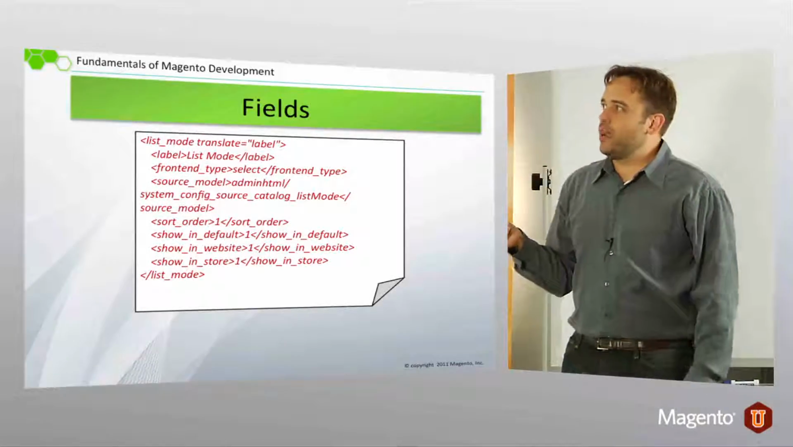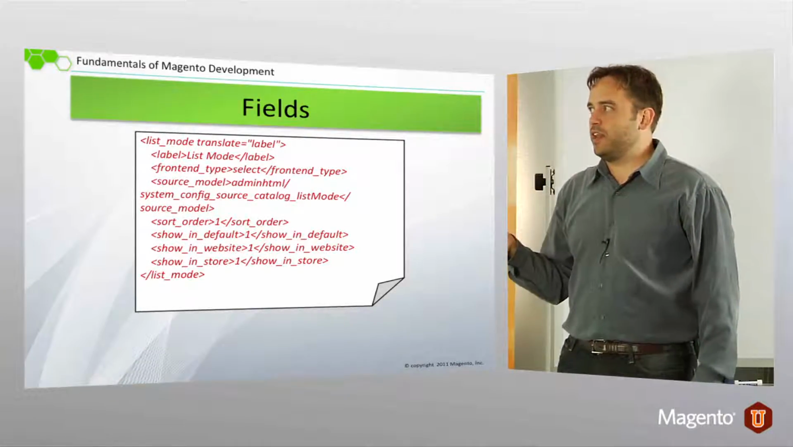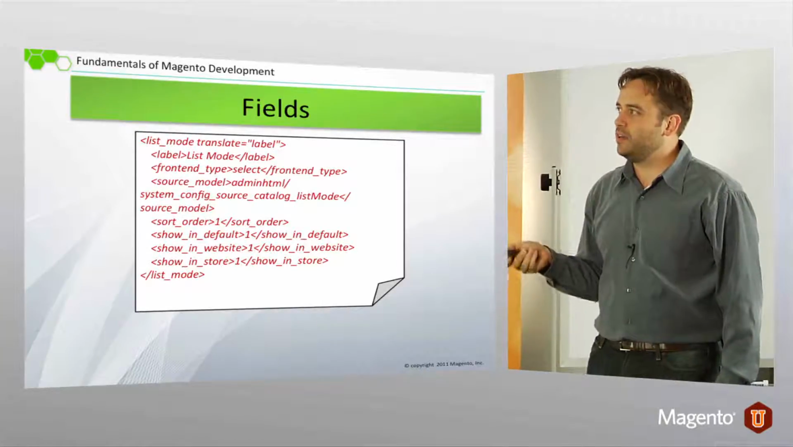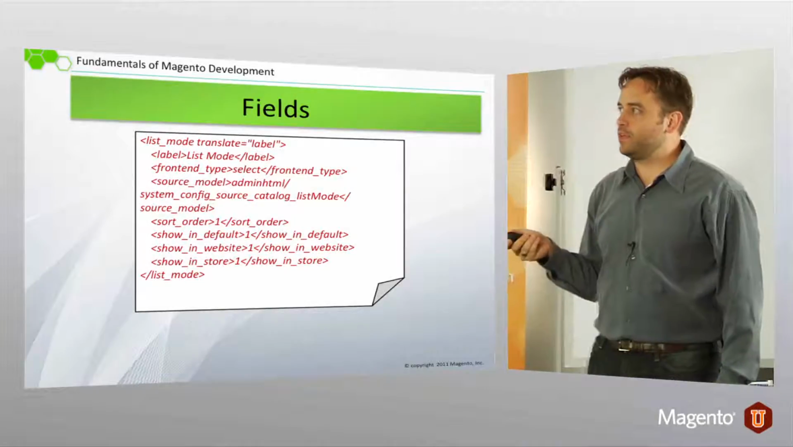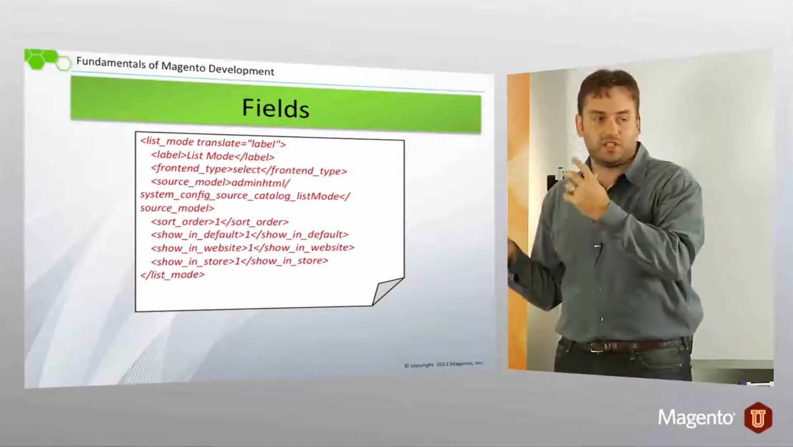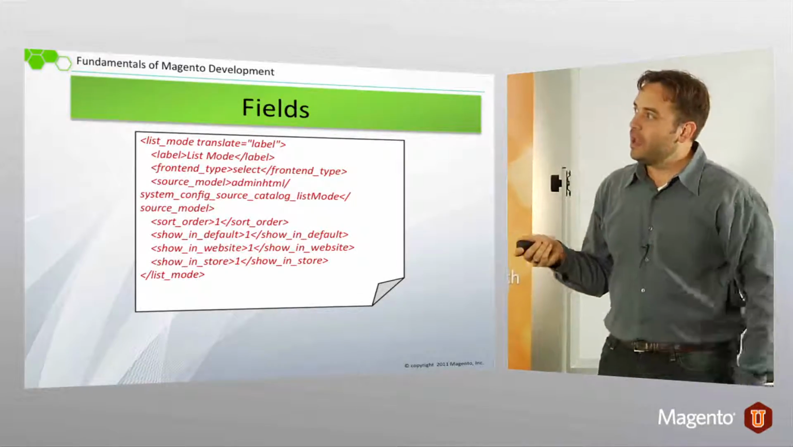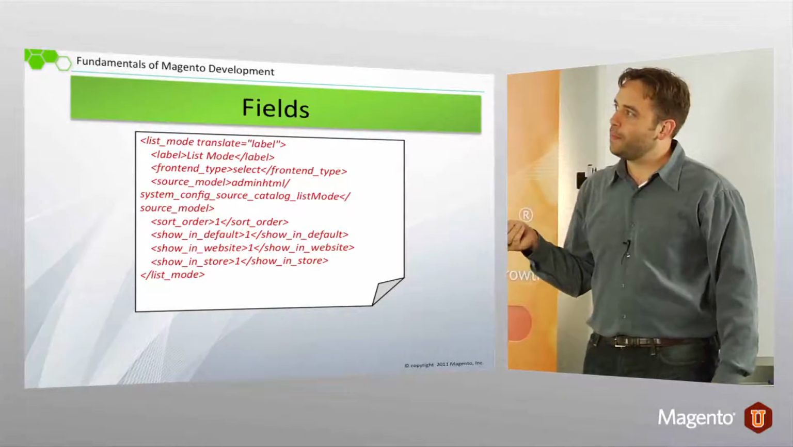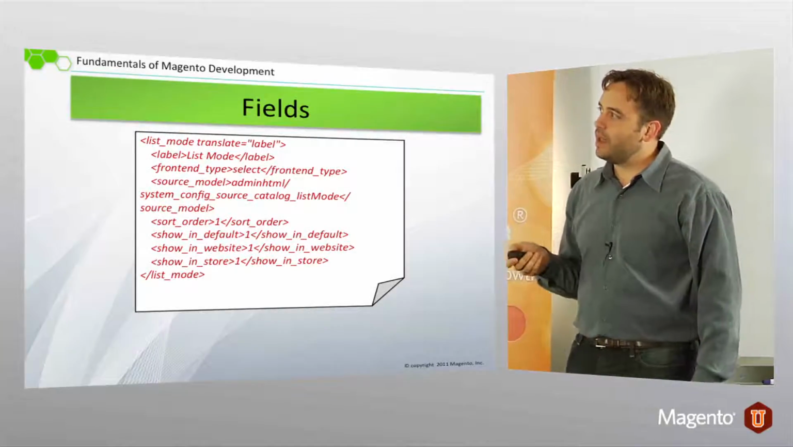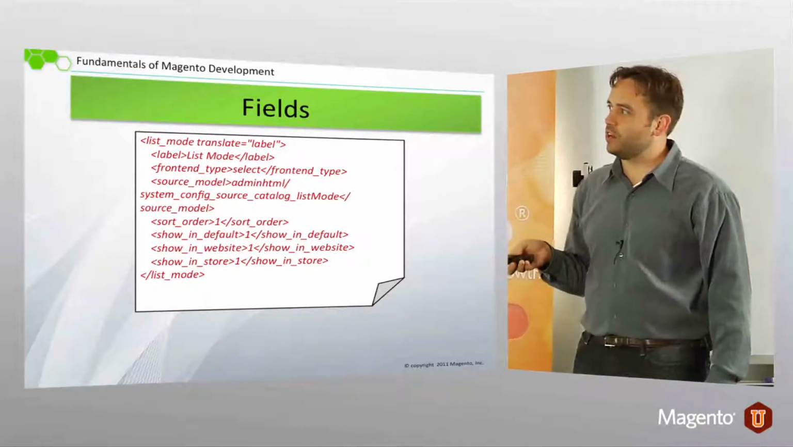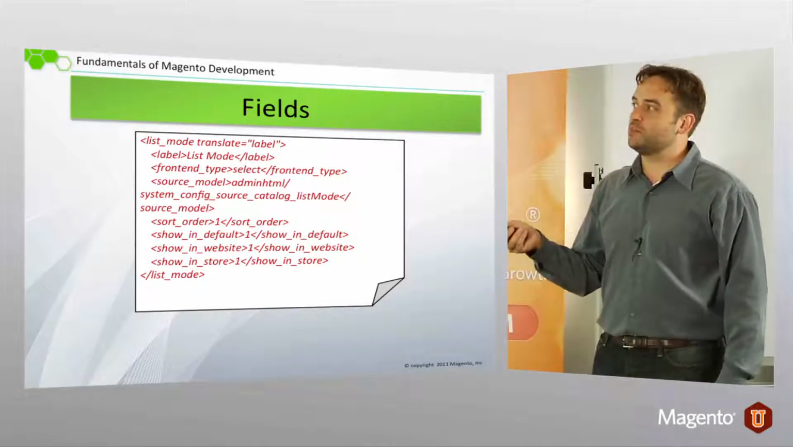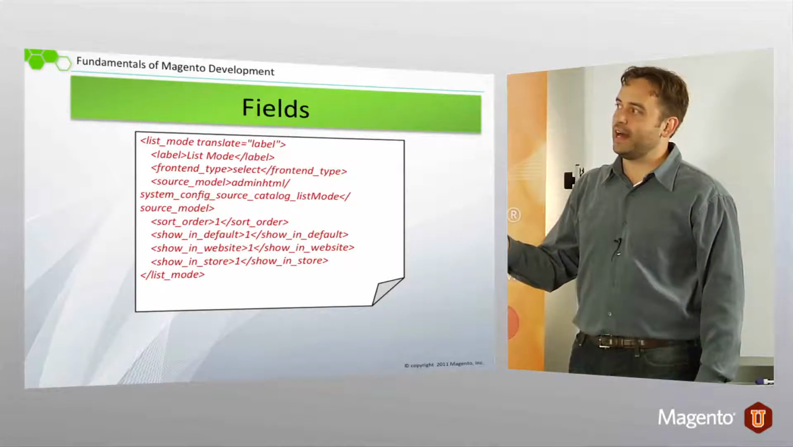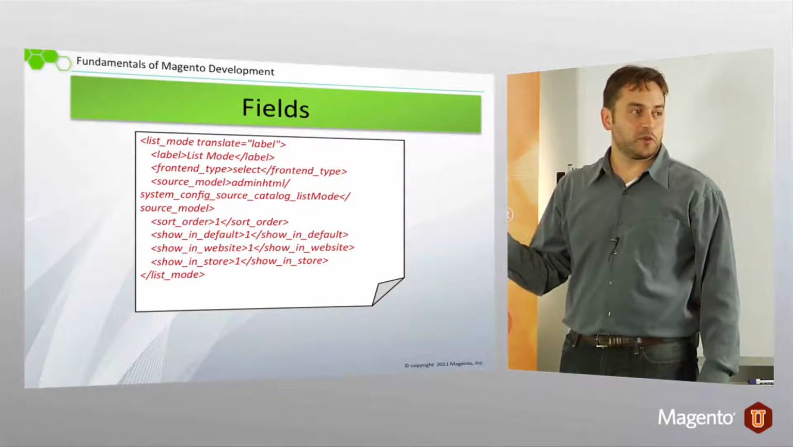And again, we have a label, but here we have a front-end type. So this, we would actually specify. This would actually specify a select box. Okay. And then we're specifying a source model. Adminhtml system config source catalog list mode. Okay, so what this tells me is that the options for this select box are coming from this class. That's what the source models do.